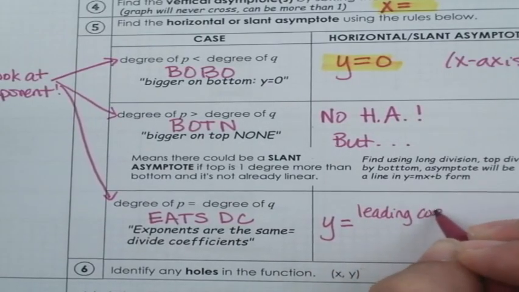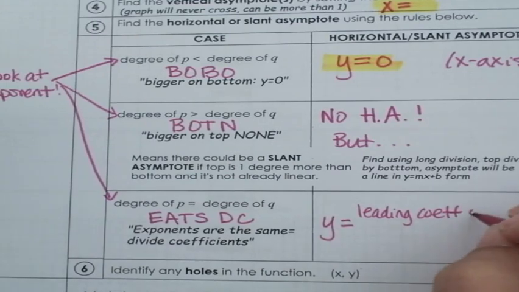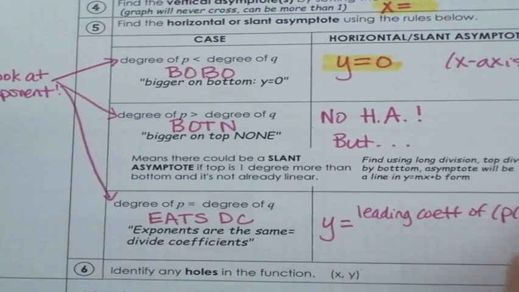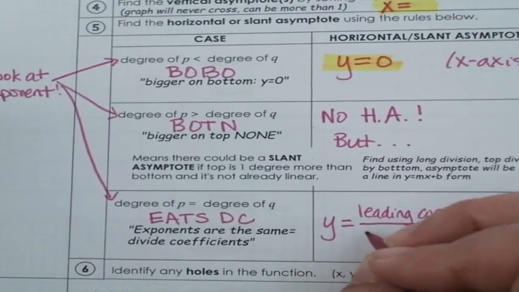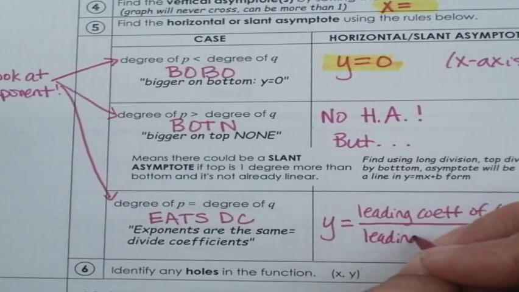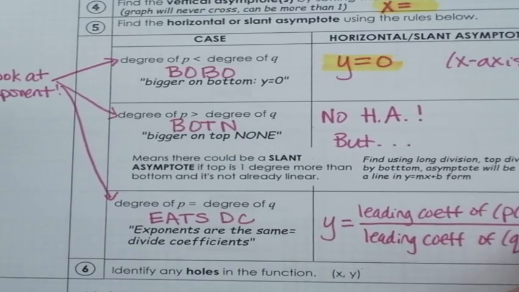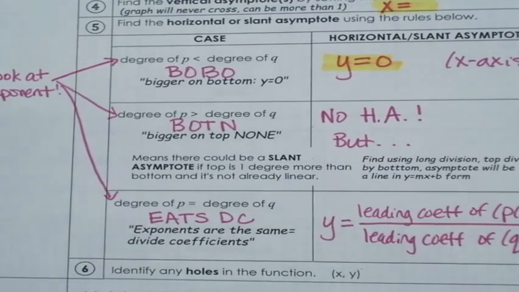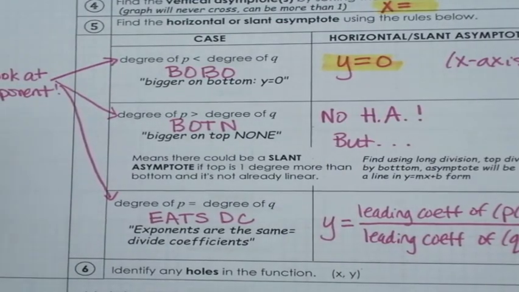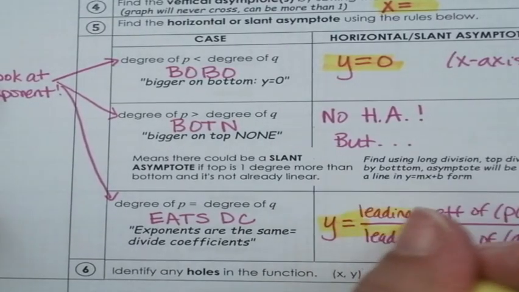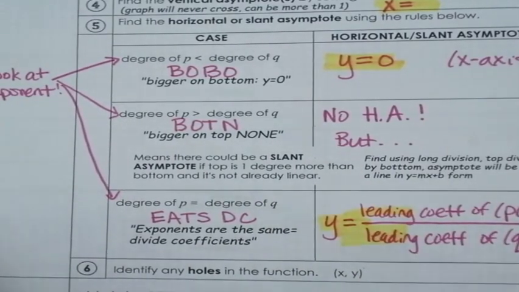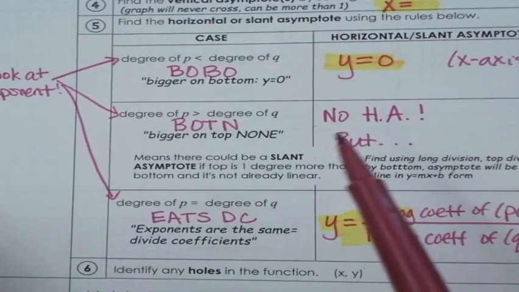So it's y equals the leading coefficient of p of x divided by the leading coefficient of q of x. The leading coefficient of p of x divided by the leading coefficient of q of x. So y equals whatever this is.